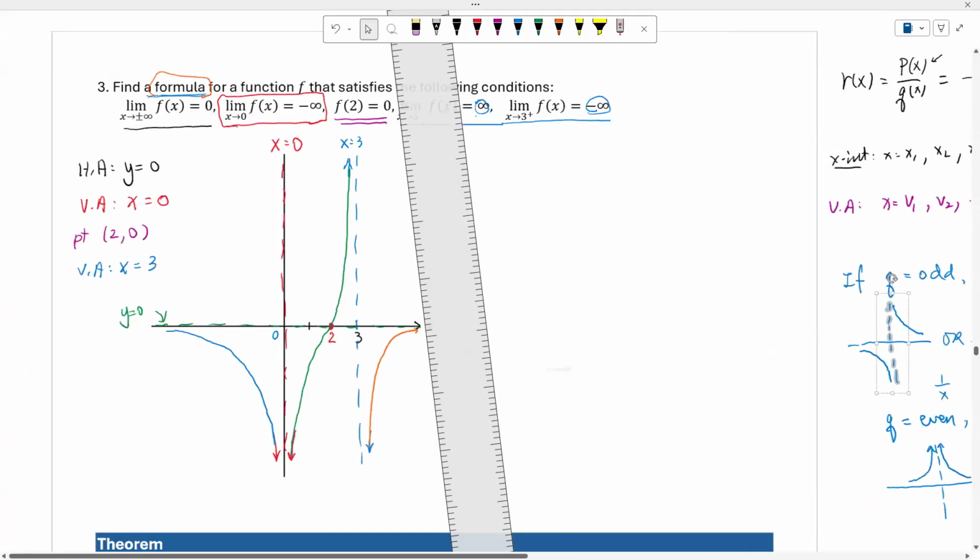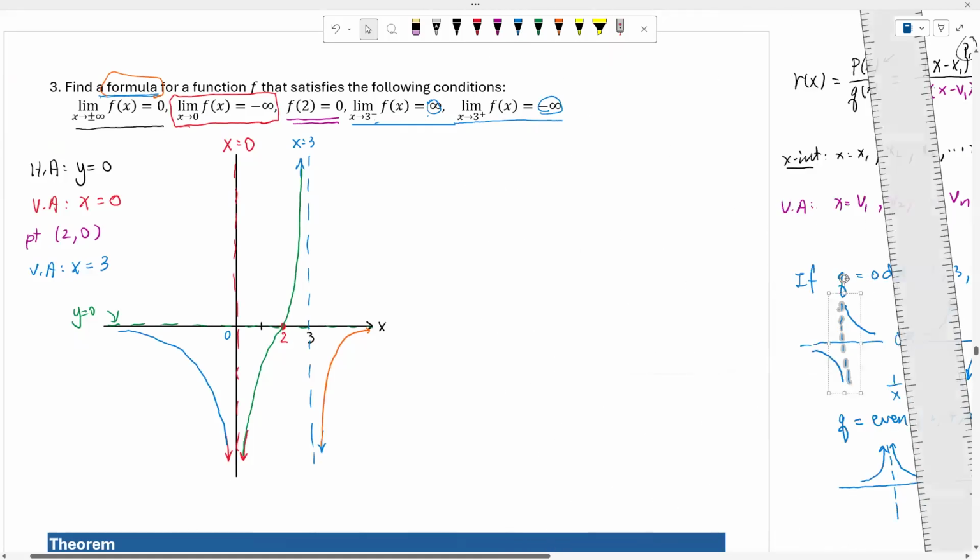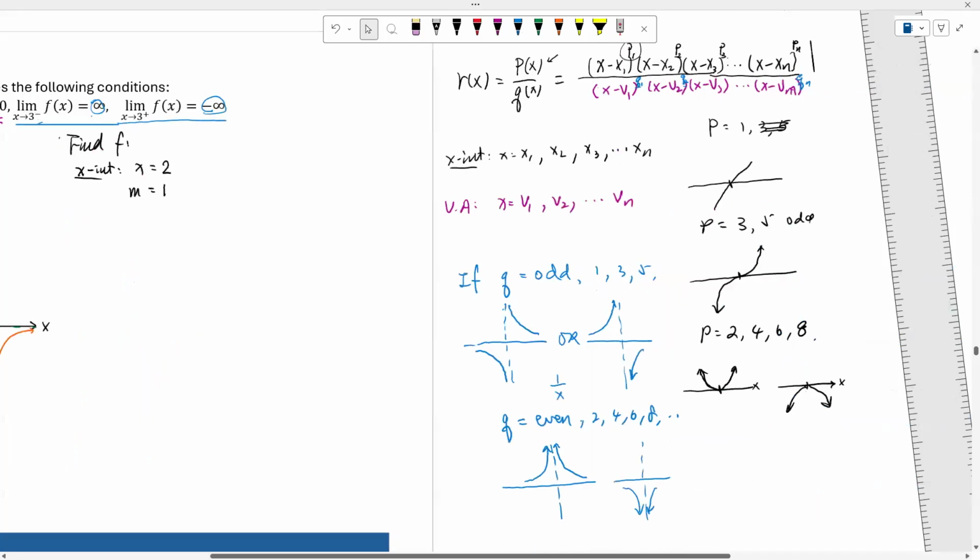And now let us go back to our problem right here. If I want to find f, first of all, we find that we have the x-intercept at x equal to 2. Then in this case, what is the power, which we call the multiplicity, of this factor here? It will be 1, because this one is just like a straight cross.